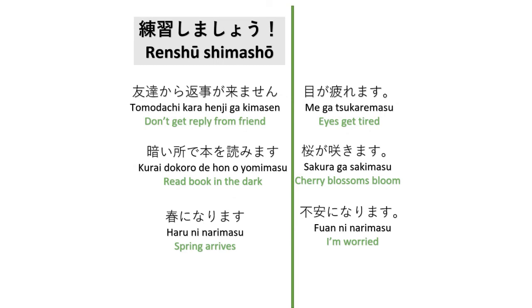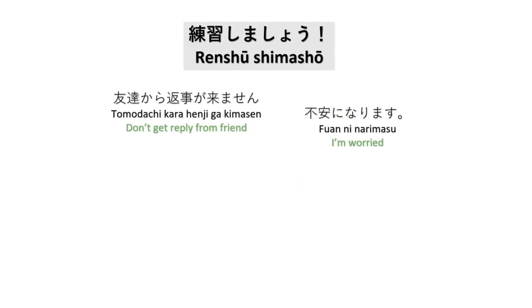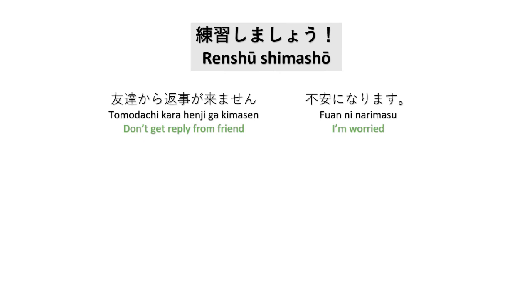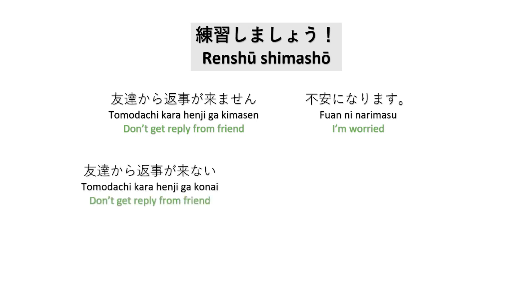Right, next. Tomodachi kara henji ga kimasen. I don't get a reply from my friend. And its partner is fuan ni narimasu. So, I'm worried. How do we do that? Tomodachi kara henji ga konai to fuan ni narimasu. Whenever I don't get a reply from my friend, I get worried, or I become worried. Kimasen is the present negative polite form and konai is the present negative casual form.